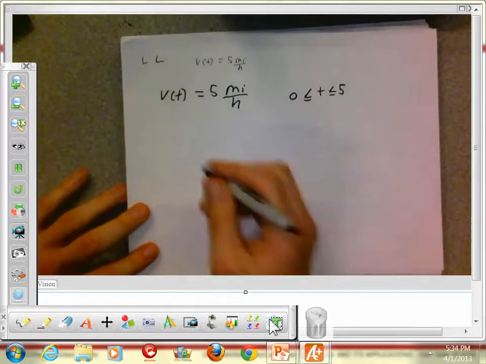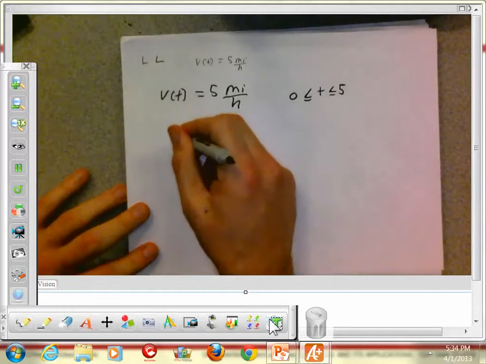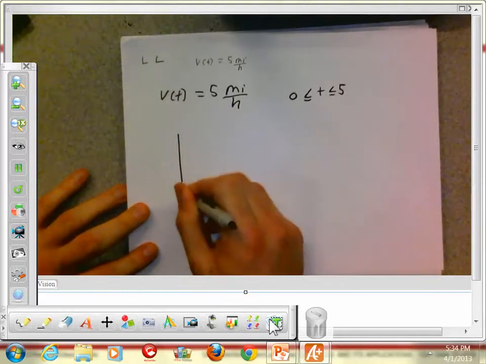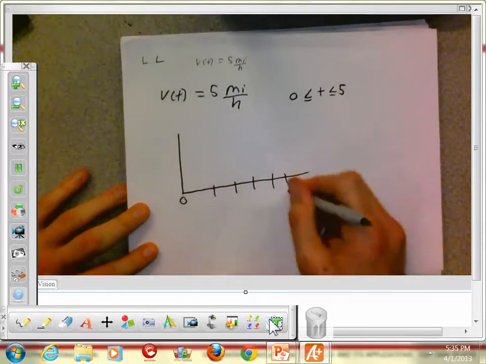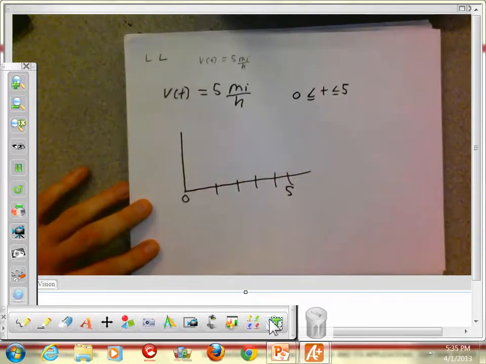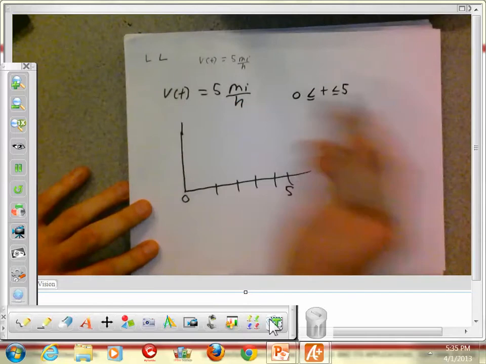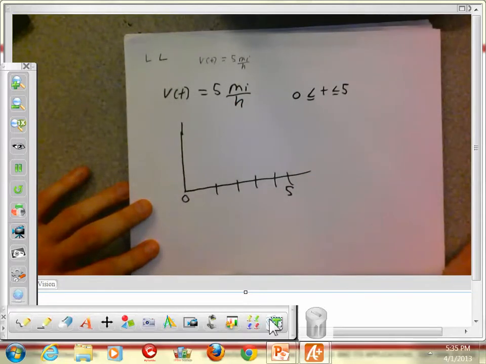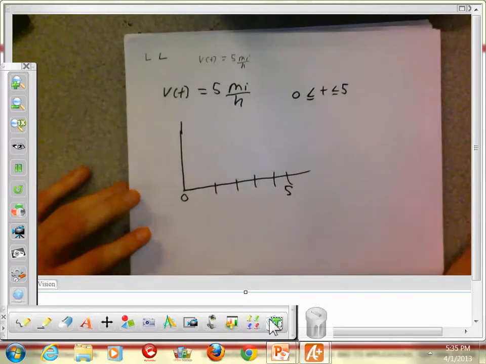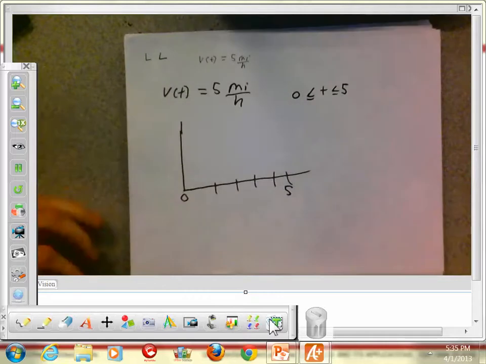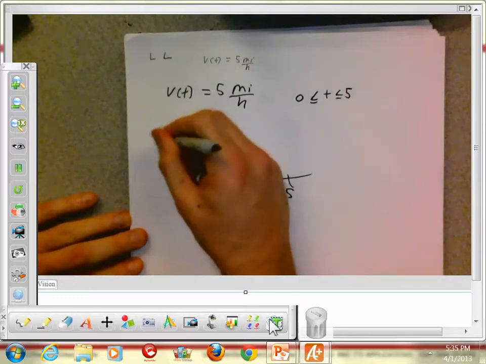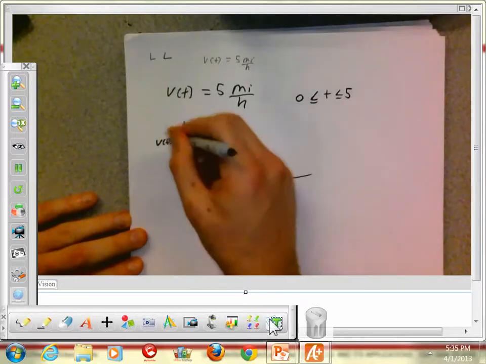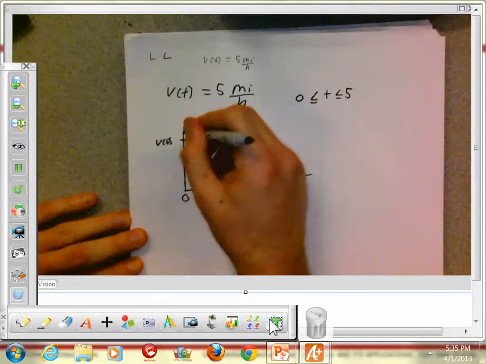If we draw this out, here's 0, here's 1, 2, 3, 4, 5, and we have a constant function. Now, I chose these 5s the same just by coincidence. There's no relation there. I was just writing and a 5 happened to appear on the paper. So v of t is a constant function, v of t equals 5. Say this is the point 5 over here.